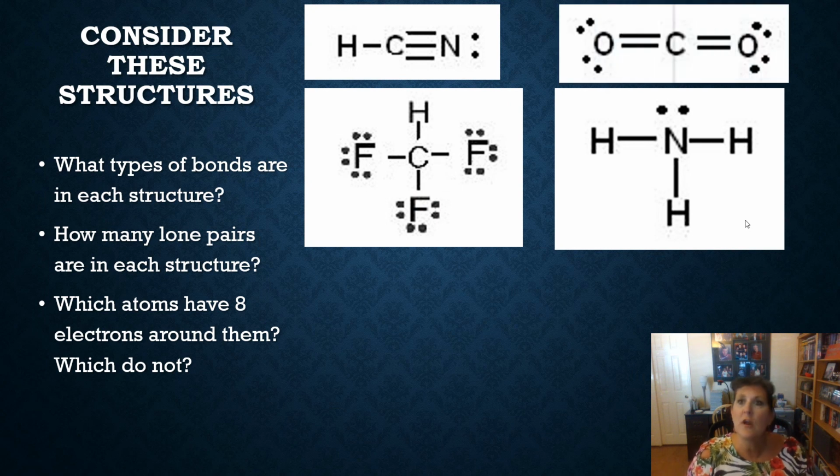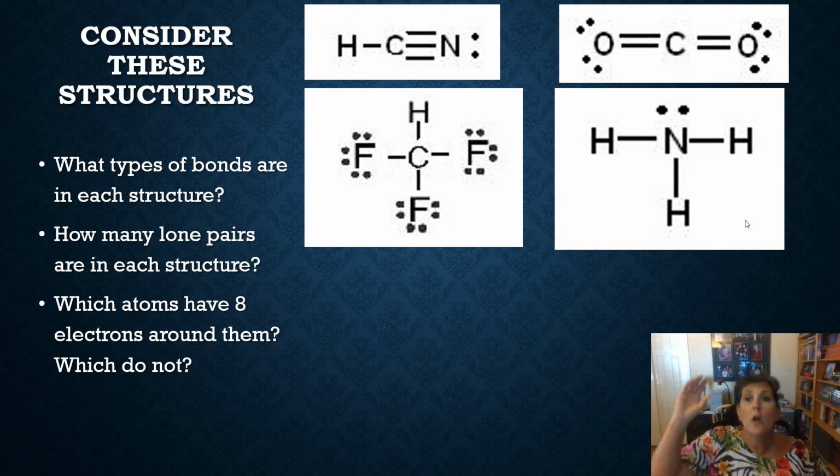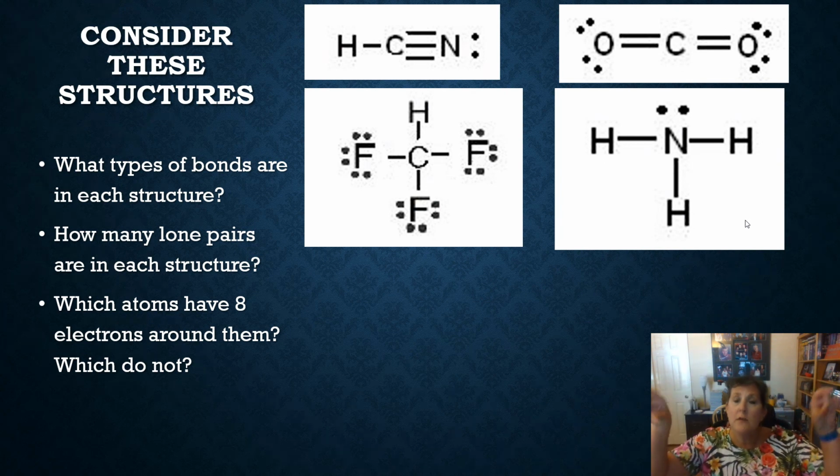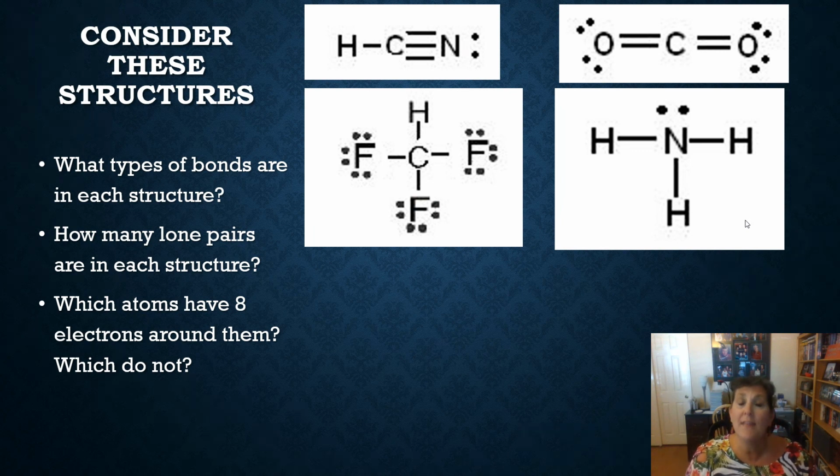Last structure, CO2. What type of bonds are in CO2? Double bonds. 2 of them. How many lone pairs are in CO2? 4. 4 lone pairs. Which atoms have 8 electrons around them? No, all of them. Oxygen has 4 dots plus a double bond, which is 4. So 4 plus 4 is 8. Carbon in the middle has 2 double bonds. So that's 4 plus 4 is 8. Yeah, all the atoms have 8 in that structure.